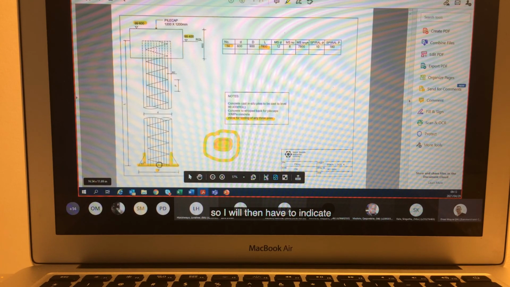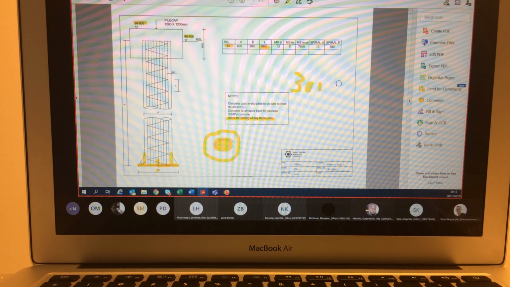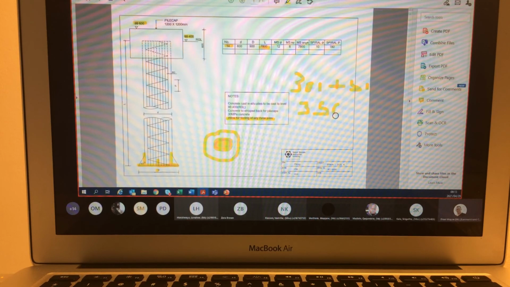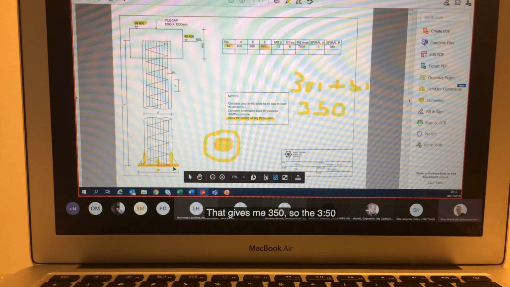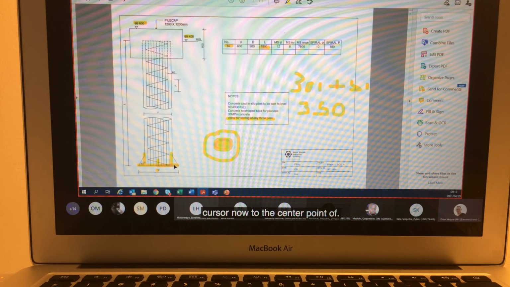So I will then have to indicate that from the center here to a third of 150, it will therefore be my 300 plus 50, and that gives me 350. That gives me 350. So the 350 is from where you can see my cursor now to the center point of my extra section, of my rim section.